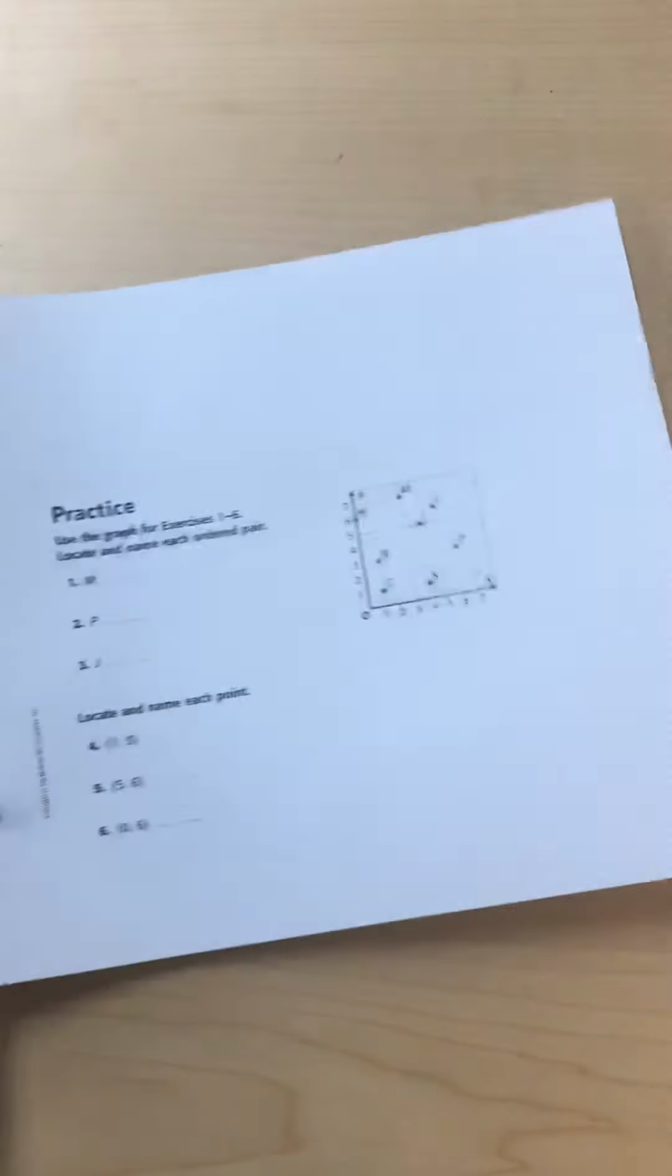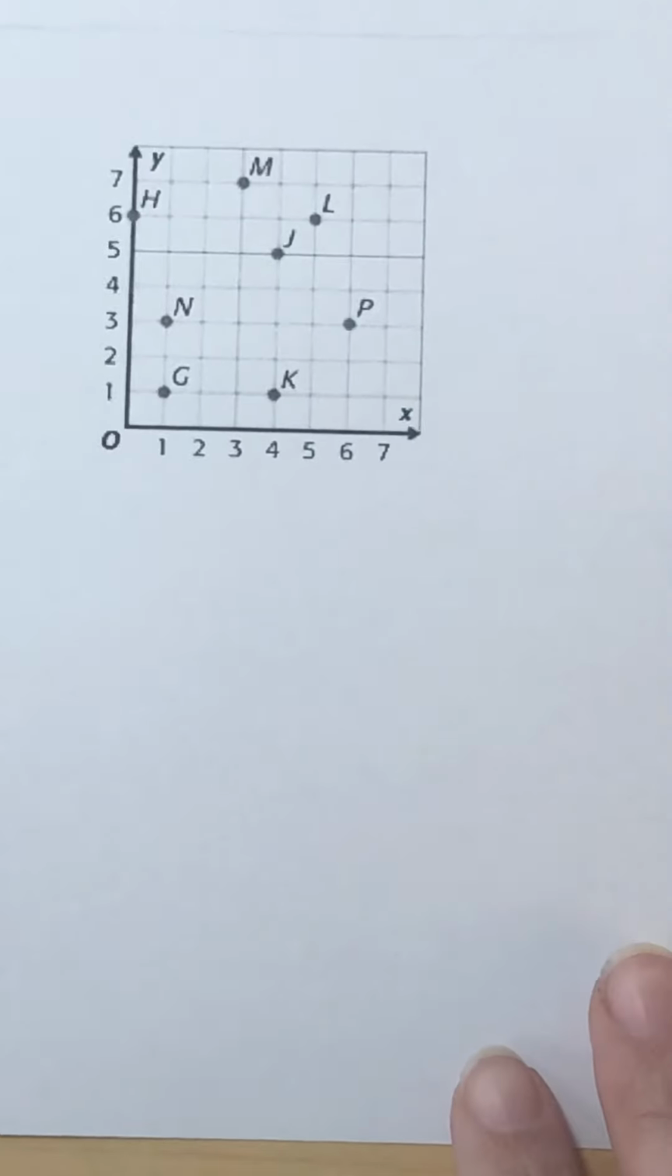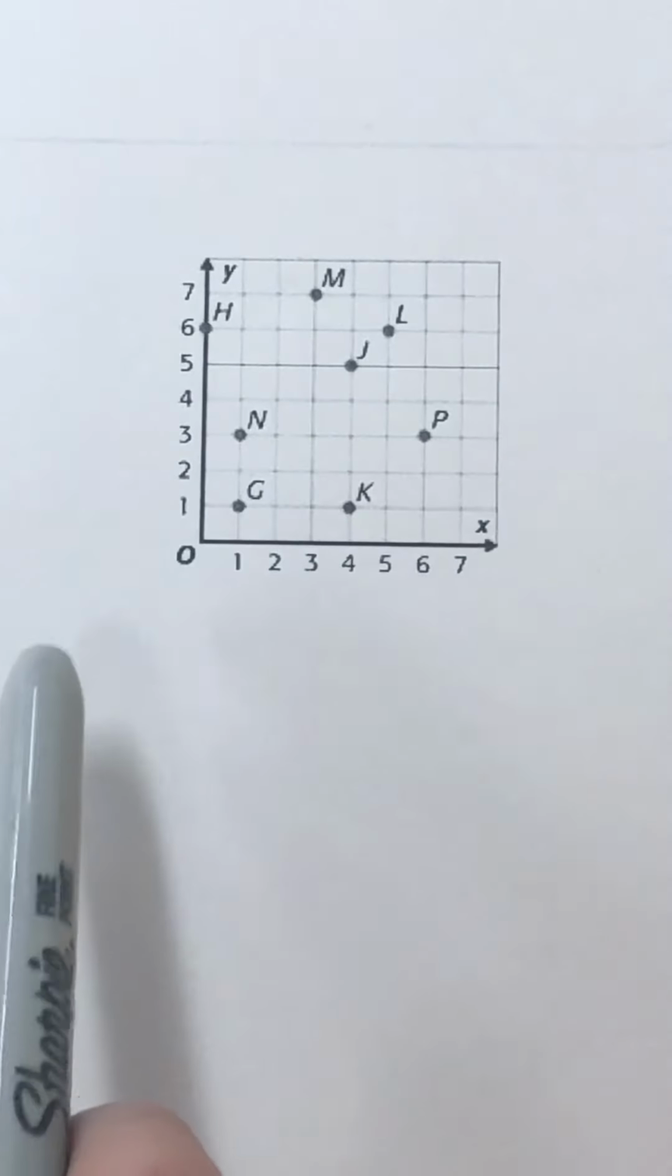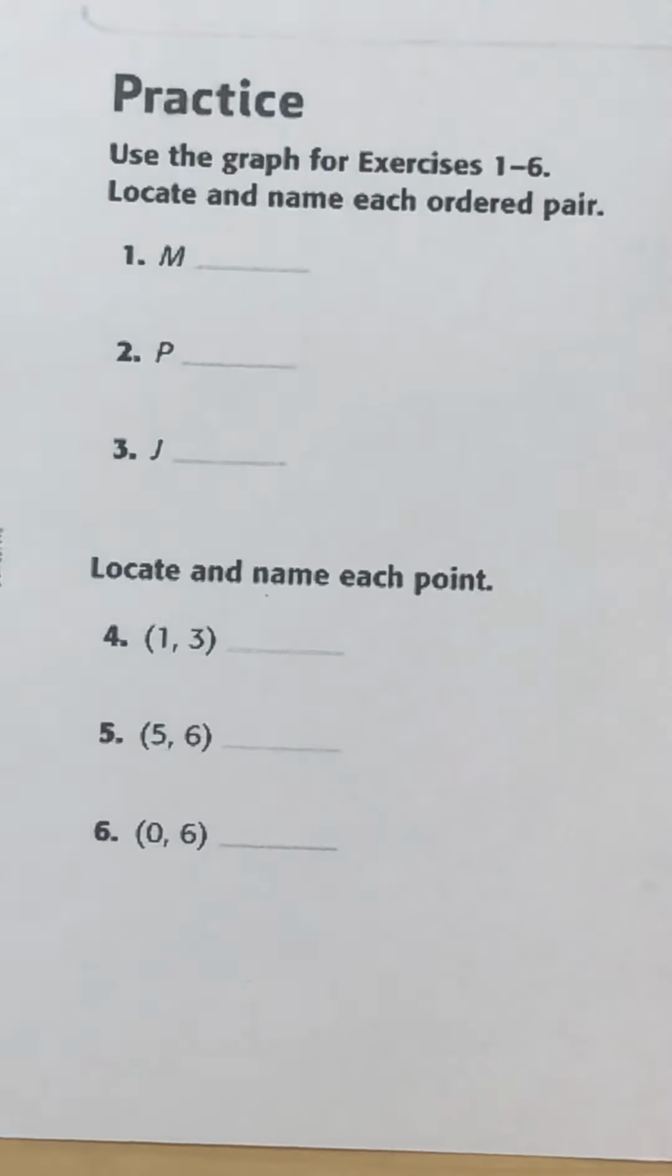All right, let's do some practice problems. Here is our coordinate plane. As you can see, there's a bunch of points on it, and usually a capital letter represents a point. You can also say point with the capital letter, but it's important for it to be capital to show it's the name of a point. Again, this is the X, this is the Y. You go in first, then up. Here are our directions.